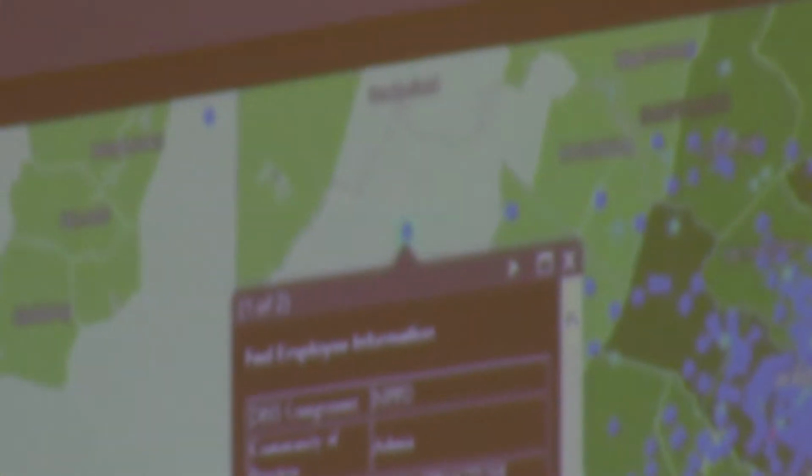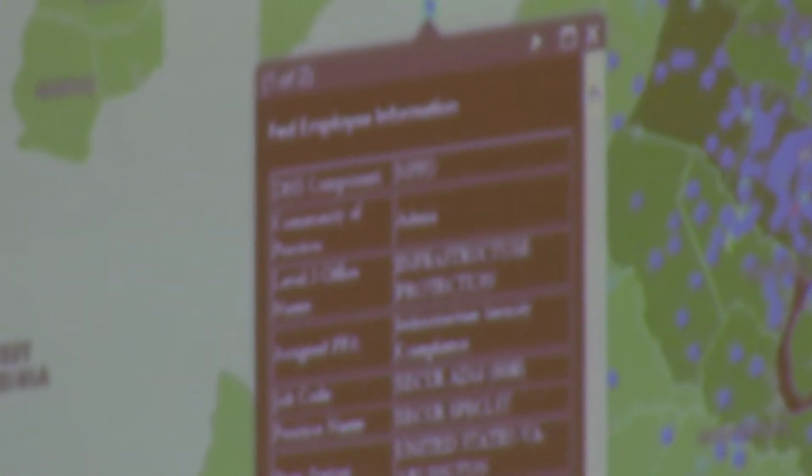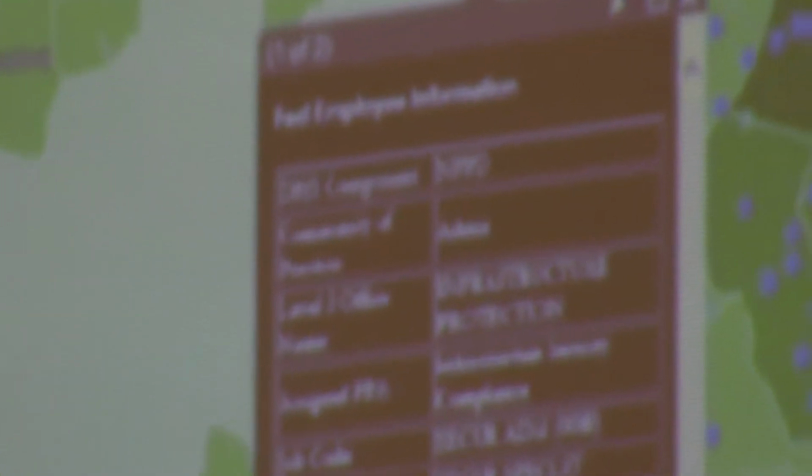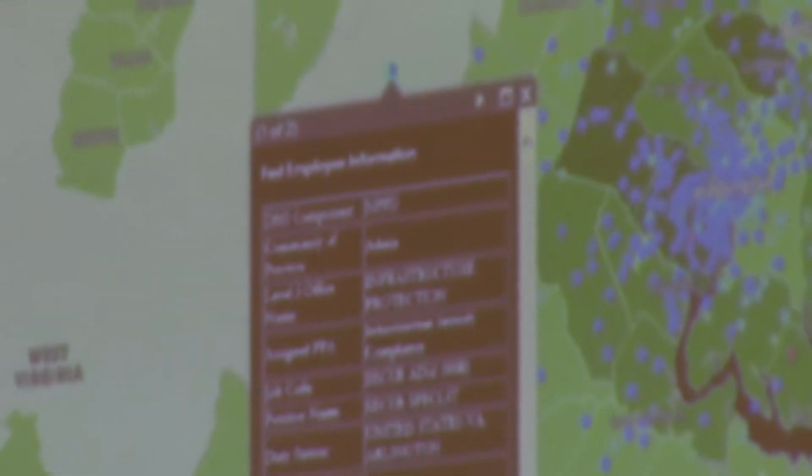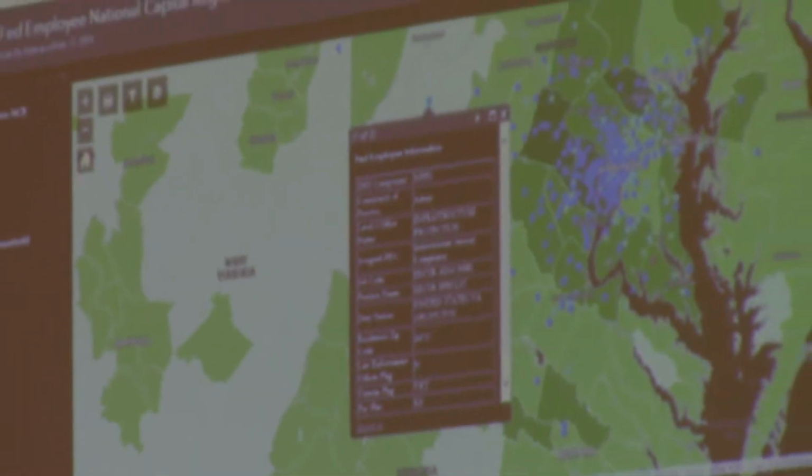So we took the data from the workforce systems, where our workforce lived. Where do they report for duty? We took APIs, the same APIs that you use for your Google Maps and your Waze. We brought them in.